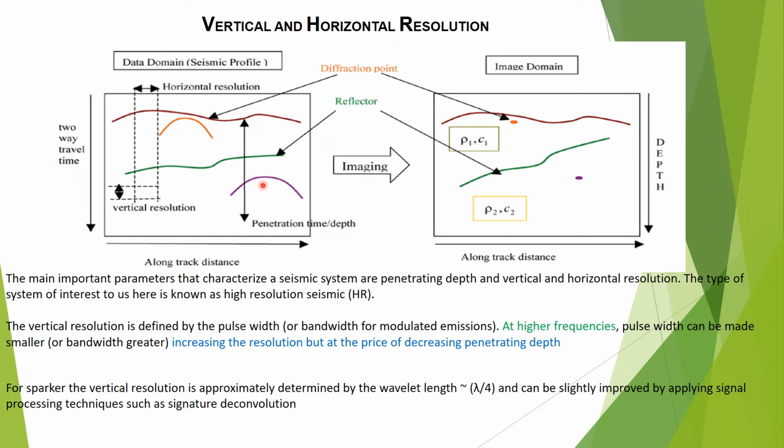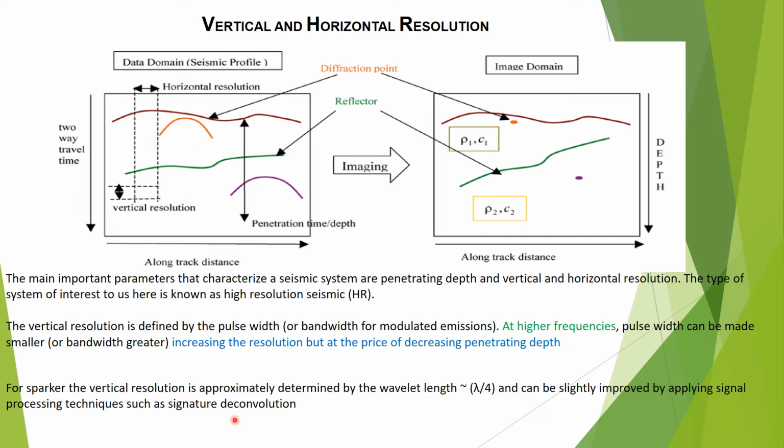But in order to increase the resolution, we have to pay the price. And what is the price? This is the decrease of the penetration depth. So the higher the frequency of the source wavelet, the lower the penetration depth. For the sparker, the vertical resolution is approximately defined by the wavelet length, that is lambda by 4. So the more the frequency, the less the lambda. It can be slightly improved by applying a signal processing technique, that is, signature deconvolution.